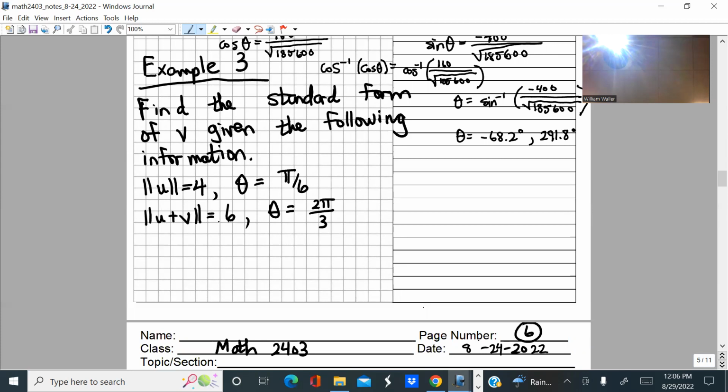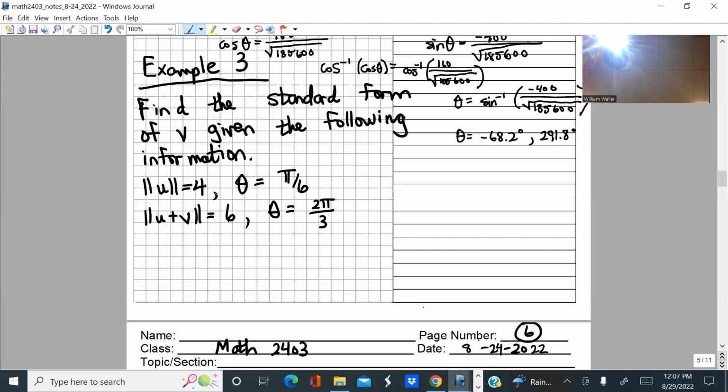All right, we don't know what the vector u is either. But if we add it to this vector v that we're looking for, the magnitude of the resultant vector will be 6, and the direction of the resulting vector will be 2 pi over 3. Well, there's a nice angle for us, right? Because that's a special angle. But now we are given information about u, fortunately. We're told the magnitude of u is 4, and the direction of u is pi over 6.